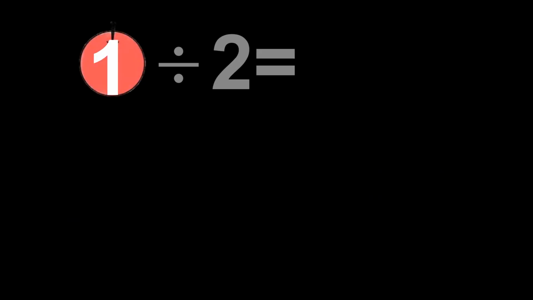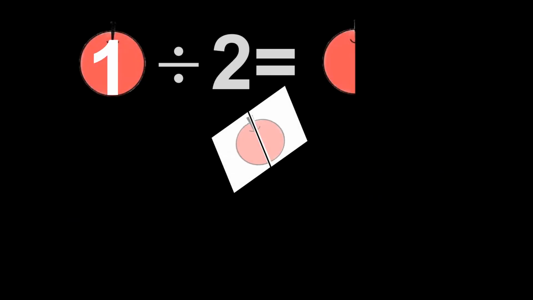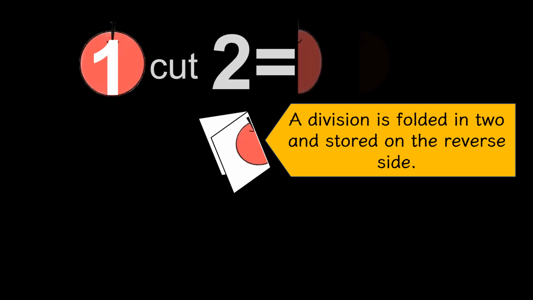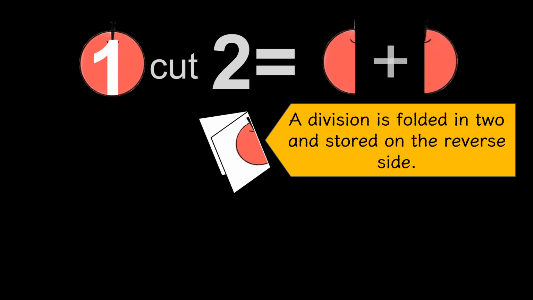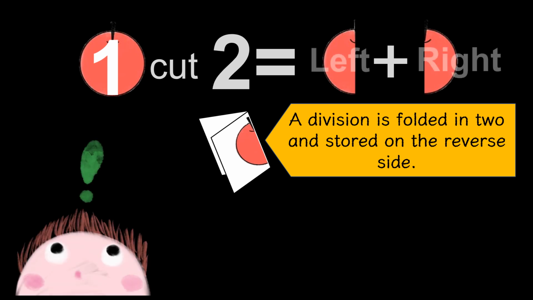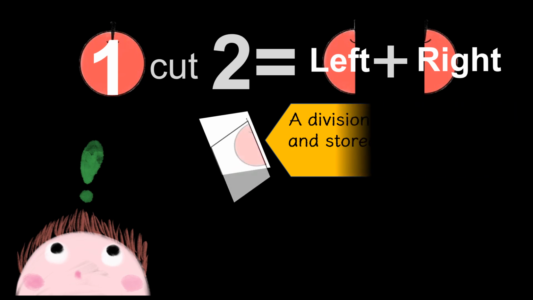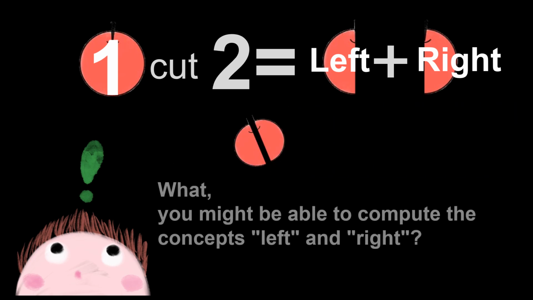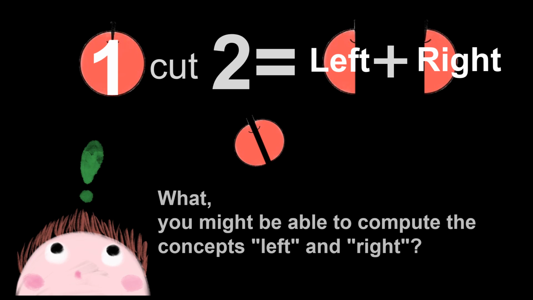1 apple divided by 2 is half a piece of the apple. A division is folded in 2 and stored on the reverse side. 1 cut 2 is divided into 2 pieces, left and right. What? You might be able to compute the concept of left and right. Right and left are concepts.